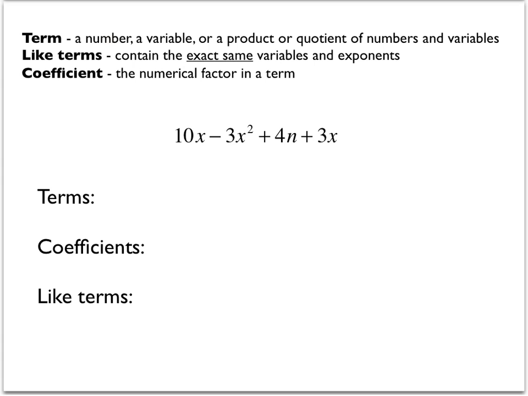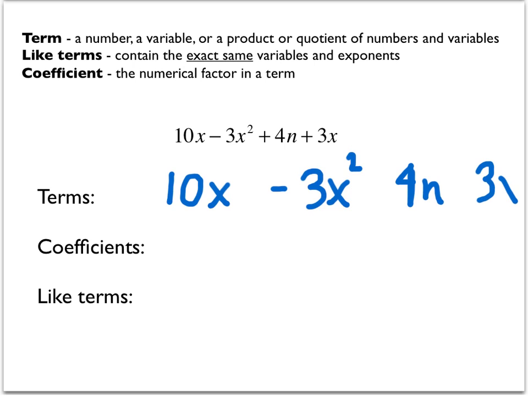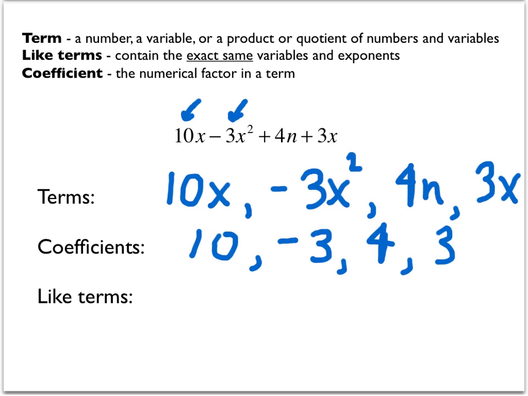All right, last one here, just some terminology. A term: a number, a variable, a product or quotient of numbers and variables. Like terms: exact same variables and exponents. And a coefficient is the numerical factor in a term. We're just going to take this example here and see if we can identify these particular properties. So first of all, the terms, there's actually 4 of them: 10x, negative 3x squared, 4n, and 3x. Those are all terms. I'll separate them with commas, but basically the chunks of this problem. Now the coefficients are what is multiplied by the variables. So we would have 10 for the first one. The second one's a little tricky. It's negative 3, not just plain 3, then 4, and then 3 again. All of those are called coefficients.